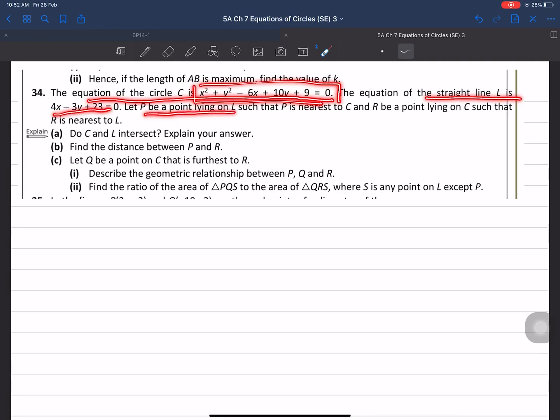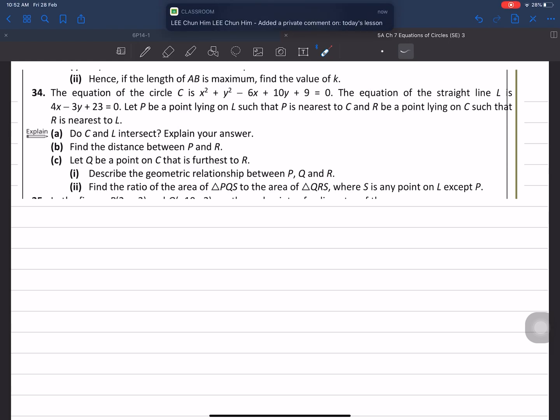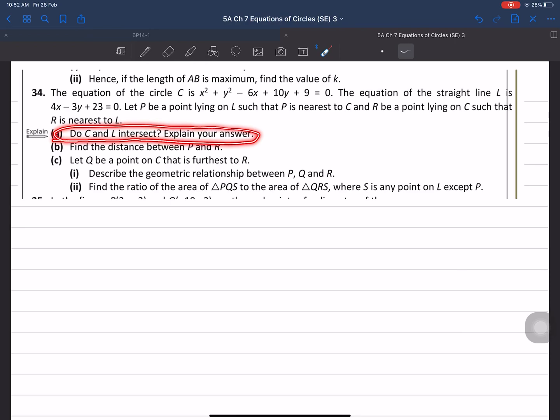be a point on L such that P is nearest to C. You can read all the questions first. And R be a point on C such that R is nearest to L. What's the meaning? Maybe you do not know because you do not have any idea of the diagram. But after reading part A, do C and L intersect? After reading this sentence, I have more idea.